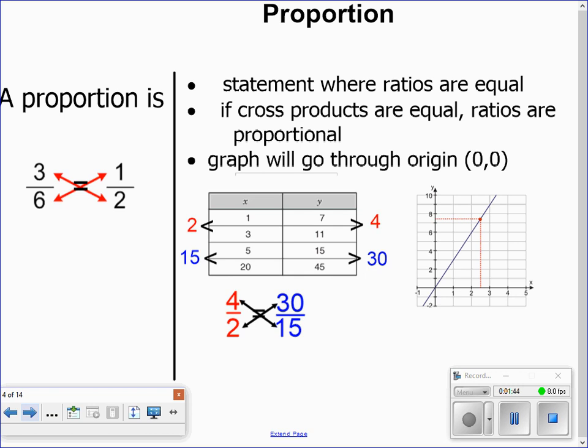A proportion is a statement where ratios are equal. And one way to check to see if ratios are equal is if their cross products are equal. If their cross products are equal, then their ratios are equal, and that means their ratios are proportional. When you're looking specifically at a graph, your graph will go through the origin. It'll pass through 0, 0.